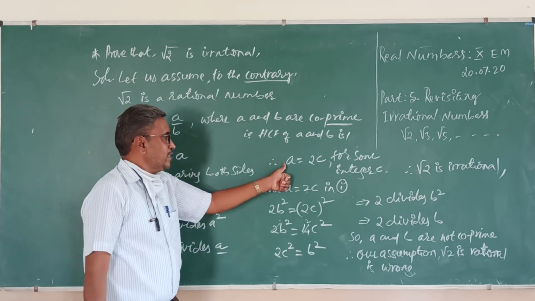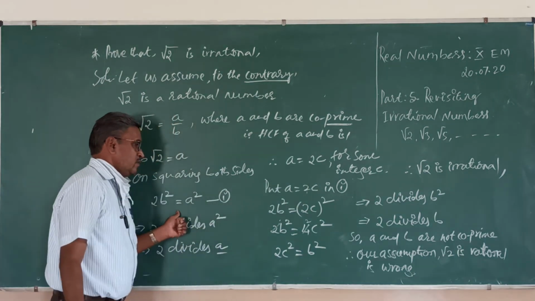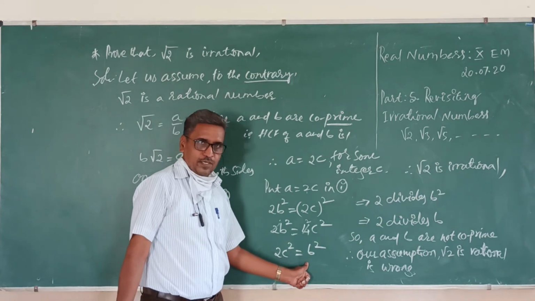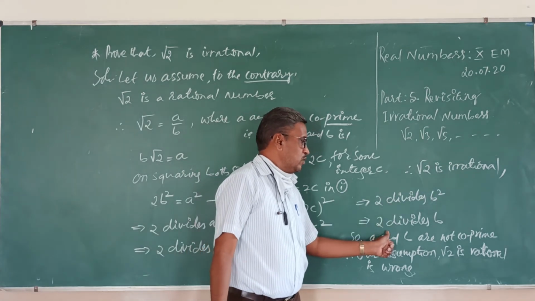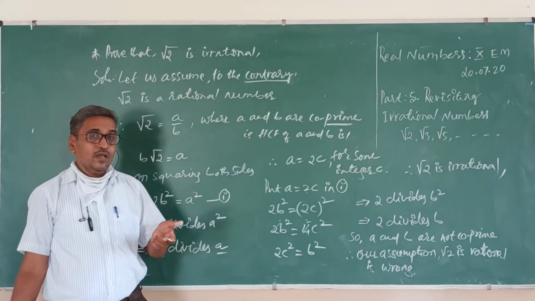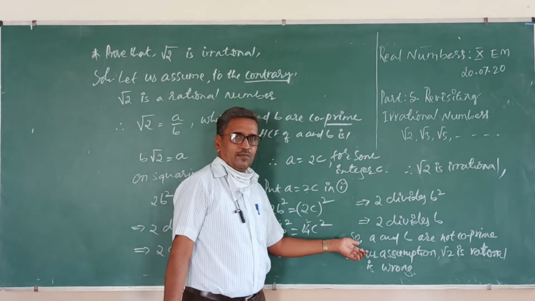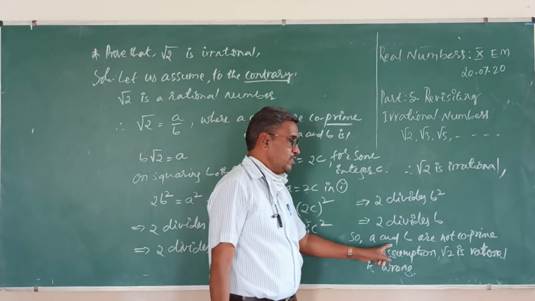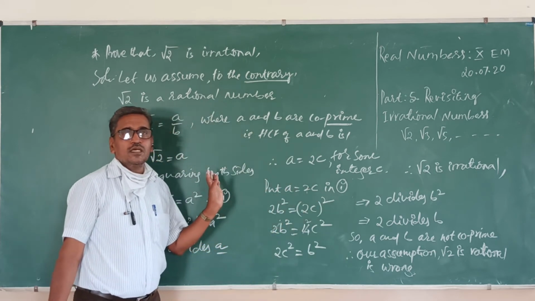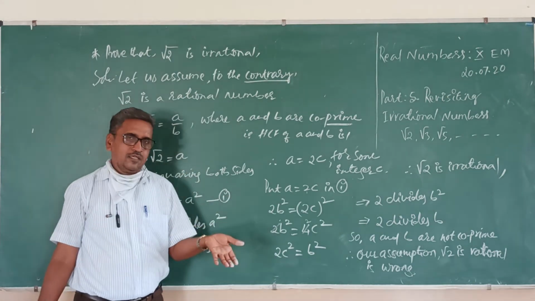So let us take a equal to 2c for some integer. Substituting in the first equation, we get 2c square equal to b square. So 2 divides b square, and by the theorem 2 divides b also. It means a and b are not co-prime. When they are co-prime only then it is rational. So what we assumed, that root 2 is rational, is wrong. So we can tell root 2 is irrational. This is said to be the contradiction method. Understand?